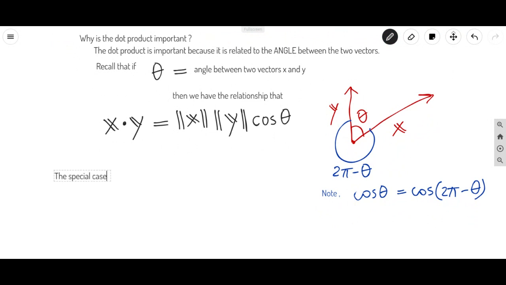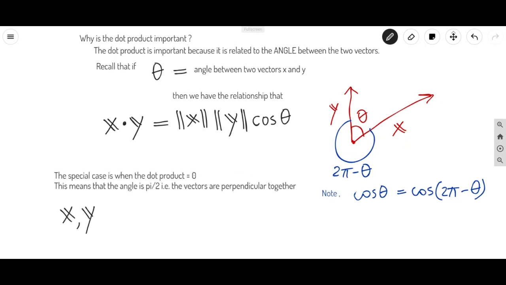So the special case is when the dot product is equal to 0. This means that the angle is pi over 2. In other words, the vectors are perpendicular to each other. So we can say that the two vectors x comma y are perpendicular to each other. That means they intersect at right angles, if and only if their dot product is equal to 0.